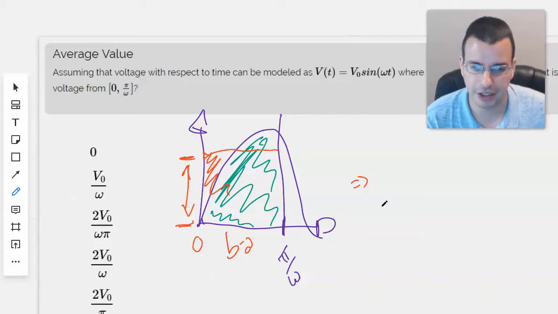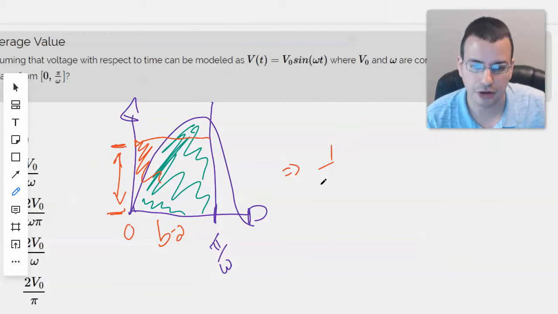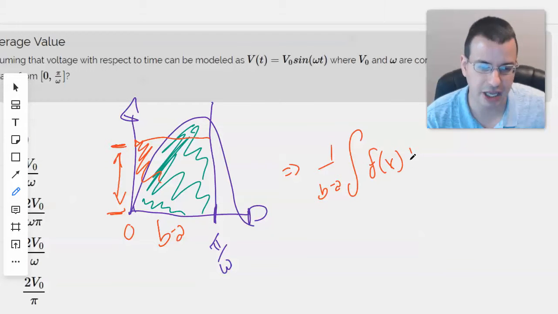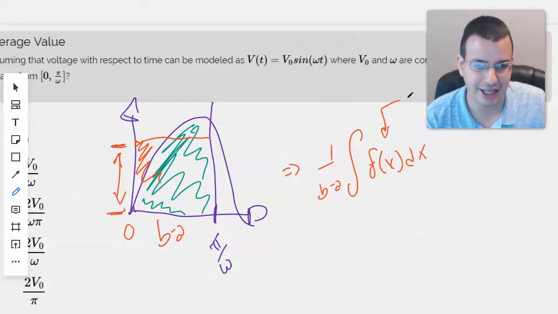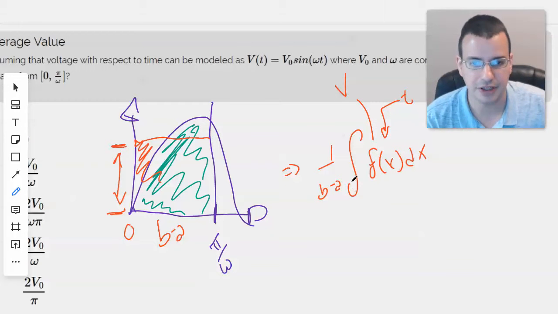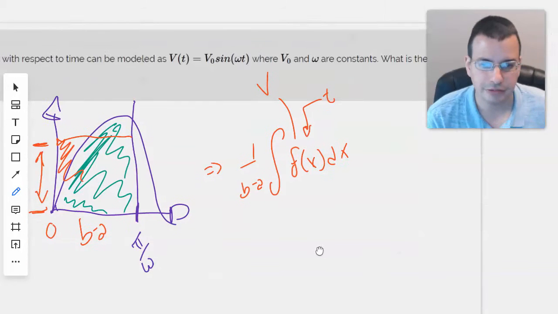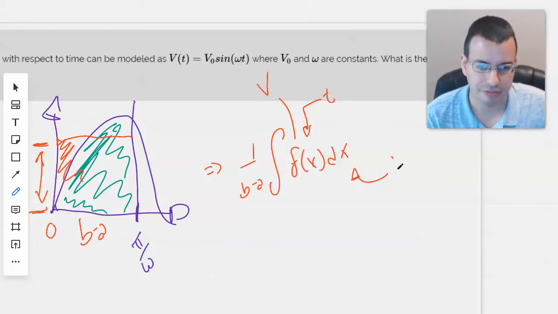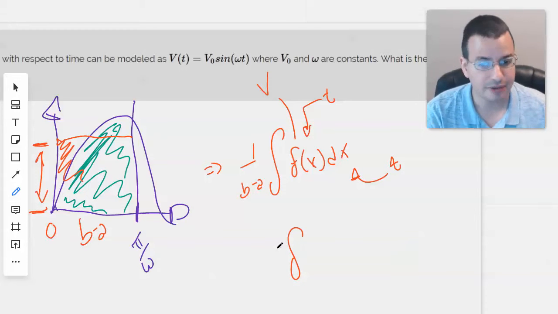The formula for this is 1 over b minus a times the integral of f of x dx, where this x is actually going to be t, and that f is going to be V. So V of t dt. So I'm going to start by finding the area.